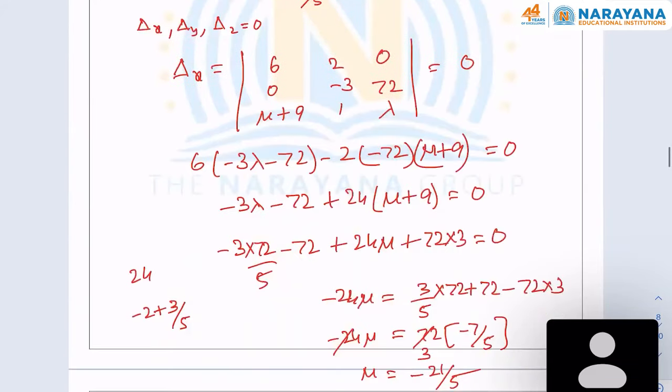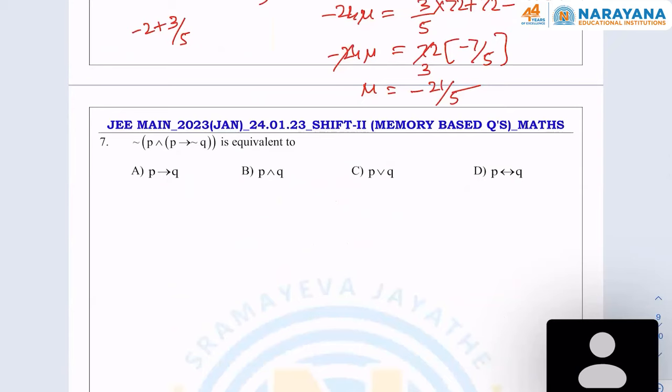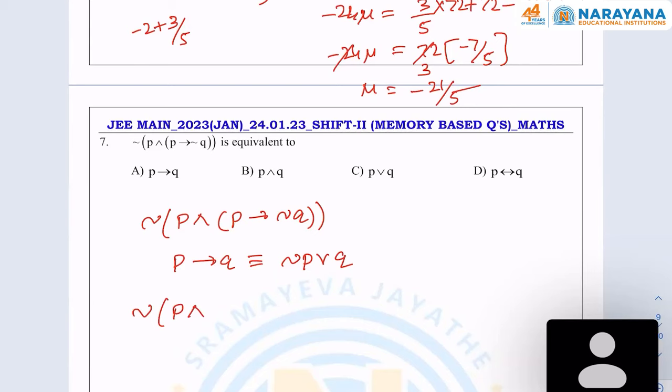Next one, the 7th one, is a question on logical reasoning. Negation of P and P implies negation Q. Okay, we have to find its logically equivalent statement. So P implies Q, its logically equivalent statement is negation P or Q. So negation of P and P implies negation Q means it is negation P or negation Q. Okay, here I'm using this: P implies Q means its logically equivalent is negation P or Q.